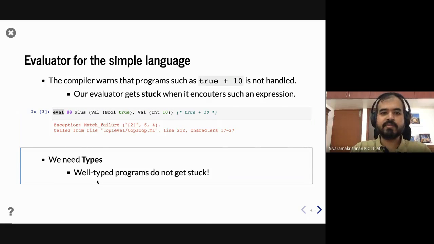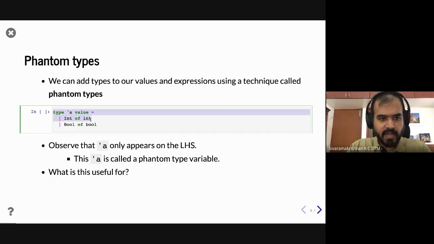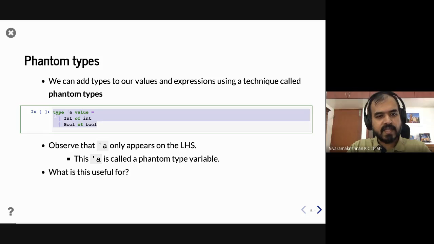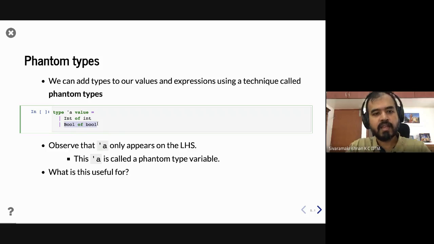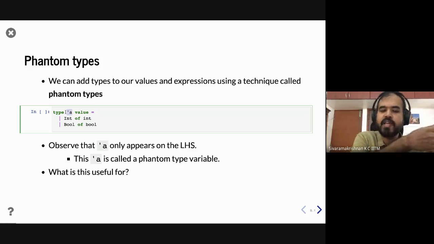Let's try to add types. So this is an orthogonal concept. This is not related to GADTs, but it sort of is a nice segue into GADTs. So there is a concept called phantom types, right? Again, just a name. The idea is quite simple. So let's just look at this type definition, right? We say that there is a type alpha value where the values are Int of integer and Bool of boolean, right? The thing that you should observe here is this quote A appears on the left hand side, but does not appear anywhere on the right hand side.